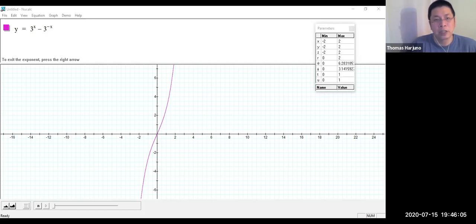It comes from this expression, 1 plus 1 over n to the n, as n goes to infinity. As n goes to infinity, when n is very, very big, then it gets to e.